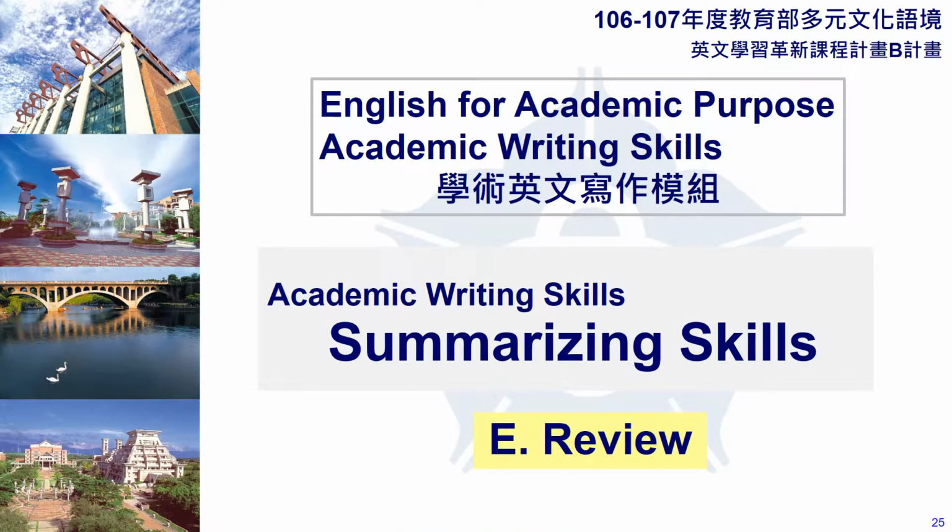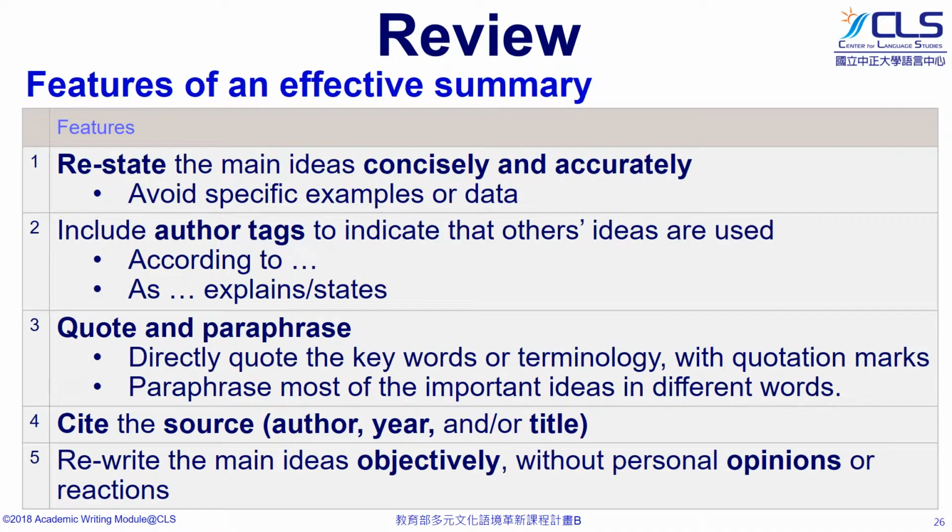Now, let's quickly review what we have learned. An effective summary should restate the main ideas concisely and accurately, include author tags, directly quote the keywords or terminology with quotation marks, and paraphrase most of the important ideas, cite the source, and rewrite the main ideas objectively.